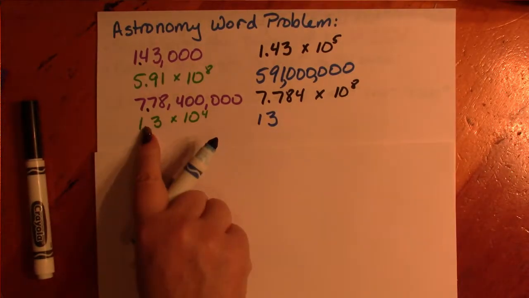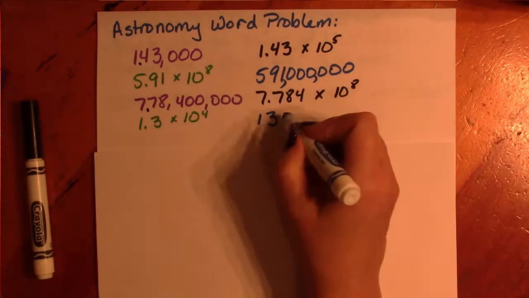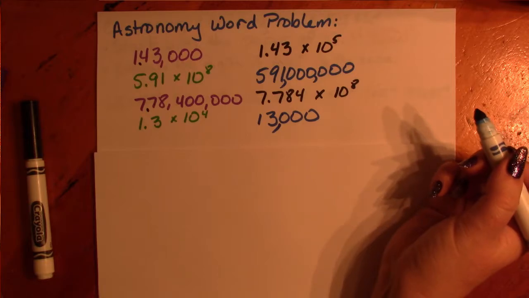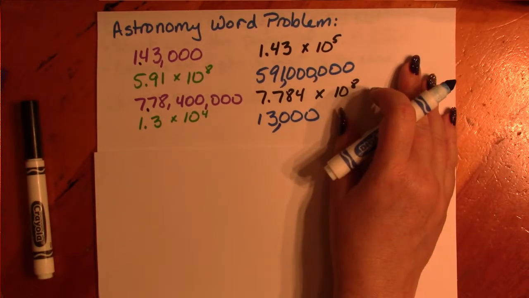Here I have 1.3. I'm going to take that decimal. I've already moved it once. I have to move it 3 more to get to my 4. Okay? If you have any questions about this, please let me know.